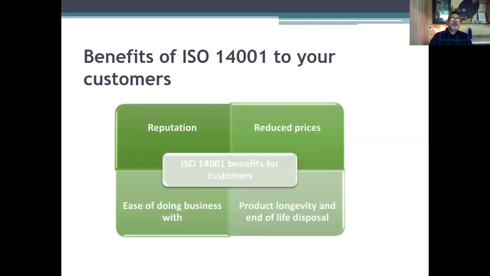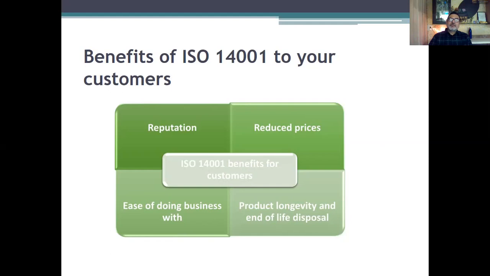Benefits of ISO 14001 to your customers. First, reputation. Many organizations want to promote their product or service as being more environmentally responsible than the competition. Purchasing a service from a company who is ISO 14001 2015 certified will allow them to do so legitimately.